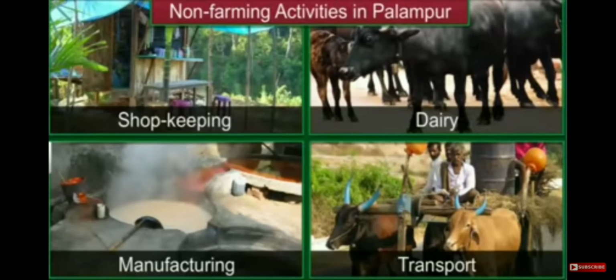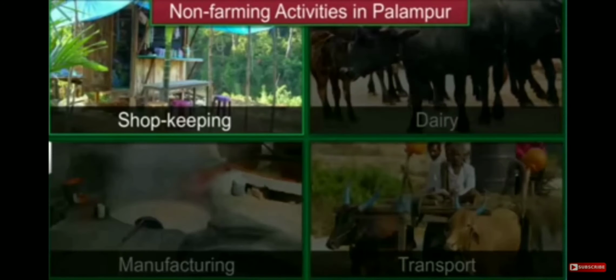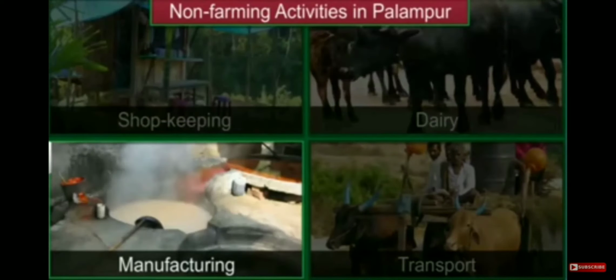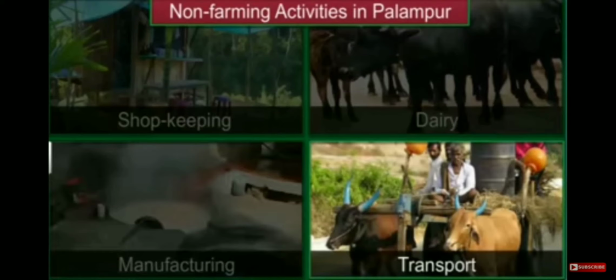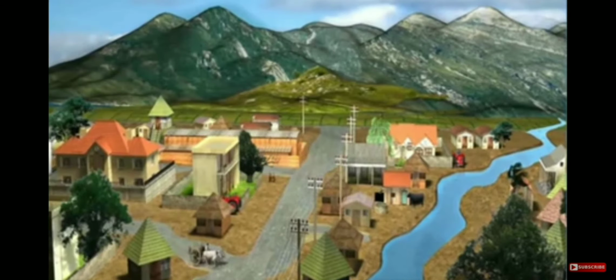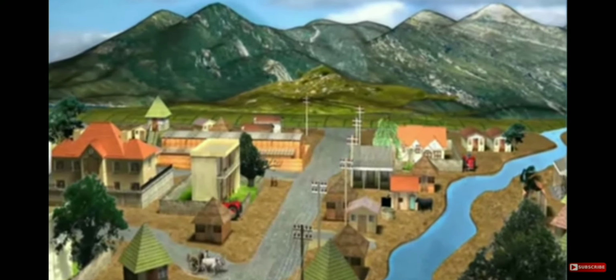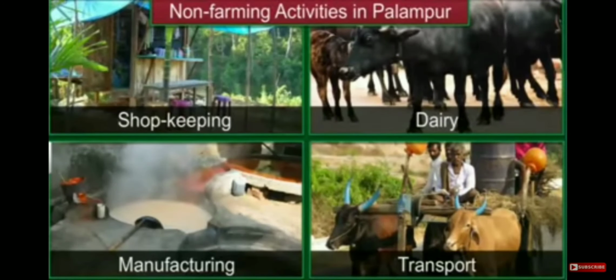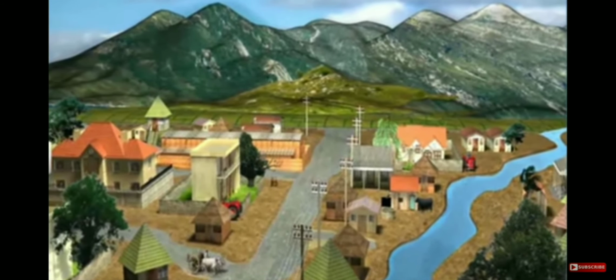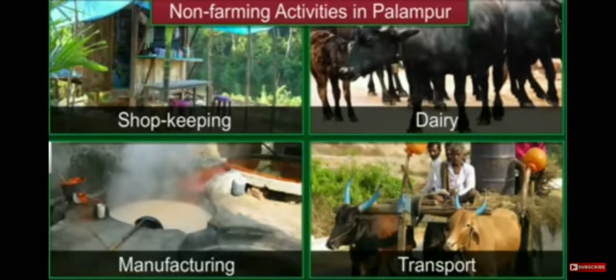In the previous session, we discussed the non-farm activities in Palampur. It includes shopkeeping, dairy, manufacturing, and transport. Dairy is a common activity in many families of Palampur. People feed their buffaloes on various kinds of grass and the jowar and bajra that grows during the rainy season. The milk is sold in Rajganj.